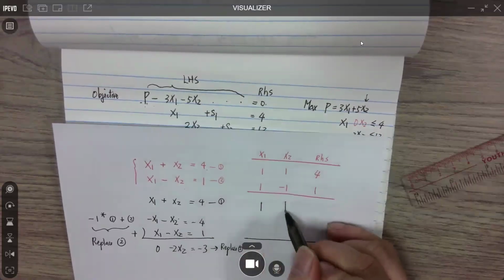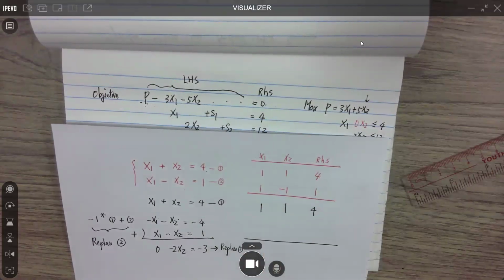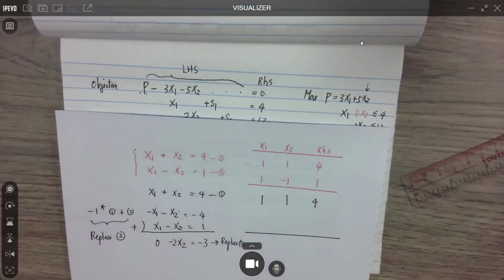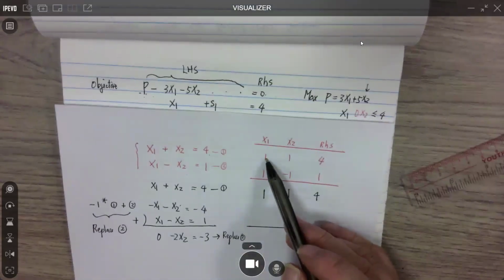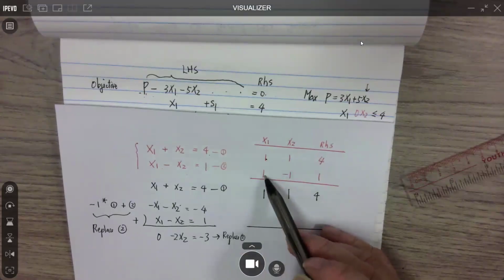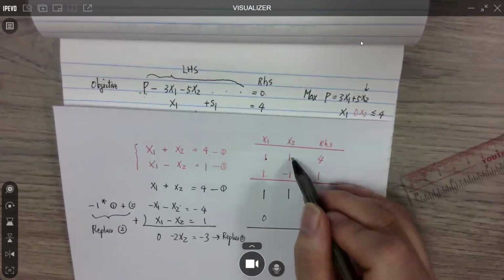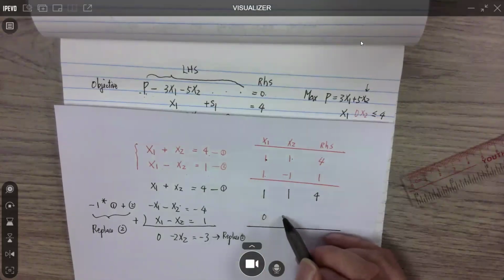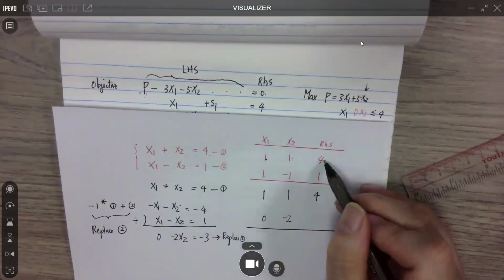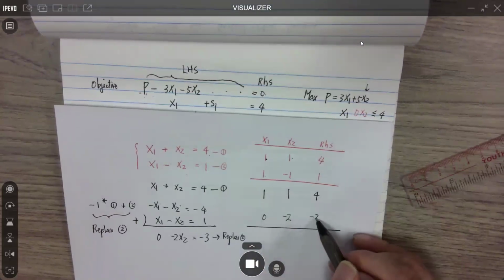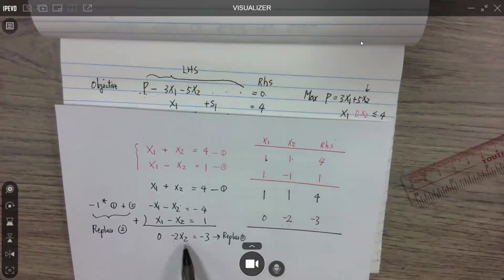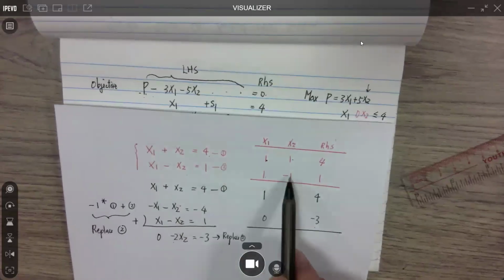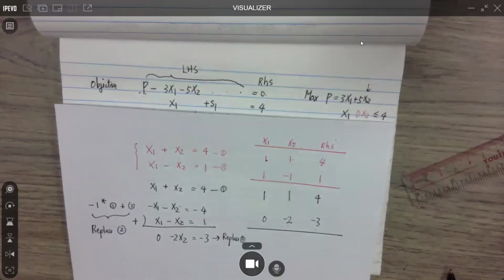So the new table looks like this. This is still 1, 1, 4. Times minus 1 to 1 and add up to here is 0. Times minus 1 to 1 is minus 1, add up to here is minus 2. Times minus 1 to 4 is minus 4, add up to here is minus 3. So we have minus 2x2 equal to minus 3, and this is going to replace the second equation.